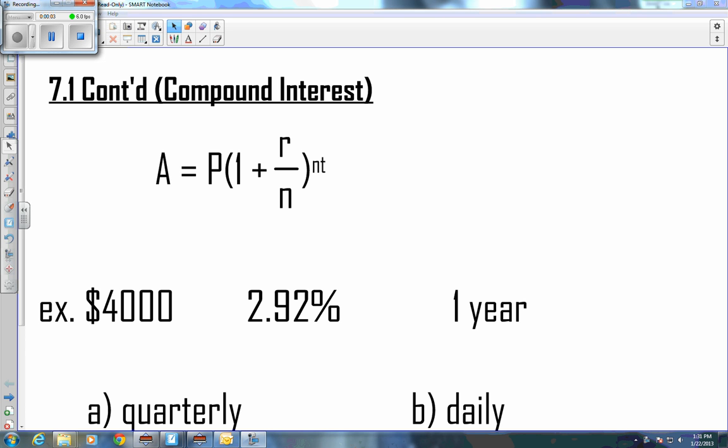Compound interest. First thing we're going to do is talk about what compound interest means. First, let's talk about simple interest. If I have $100 and I put it in the bank, and it's 5% annual percentage rate, how much interest have I earned at the end of the year? 100 times 0.05, which would be $5.